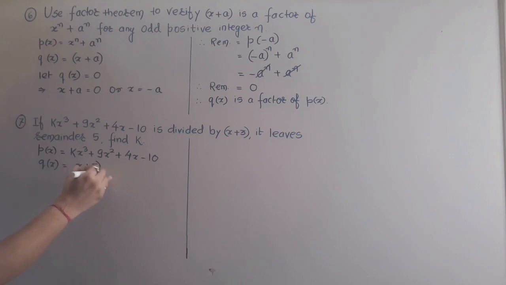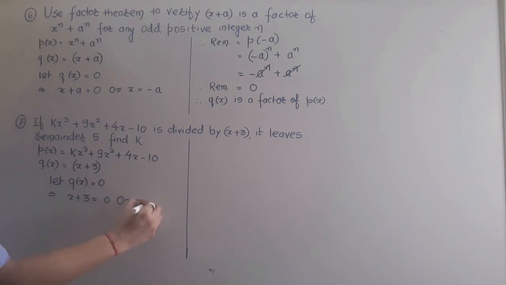Now I am finding the remainder first. Okay, already the remainder is given in the question, but I am finding the remainder by the method I know. So first I will suppose the divisor, that means q of x, is equal to 0. What is the value of q of x I have? x plus 3 equal to 0, or I can say that the value of x will come here as minus of 3.